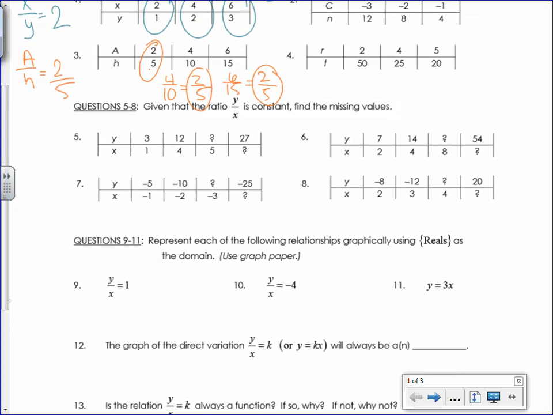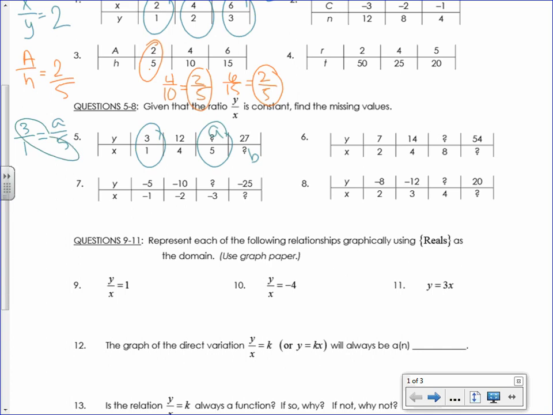For 5 and 7, the instructions tell us that it's direct, and we need to find the missing value. All right, so just like before, instead of this question mark, I'm going to put in A. Oh, and I'm sorry, I didn't see that there were 2 of them. I'll make that one A, and then I'll make that one B. So if it's direct, I know that if I do 3 over 1, that'll give me the same thing as if I do A over 5.